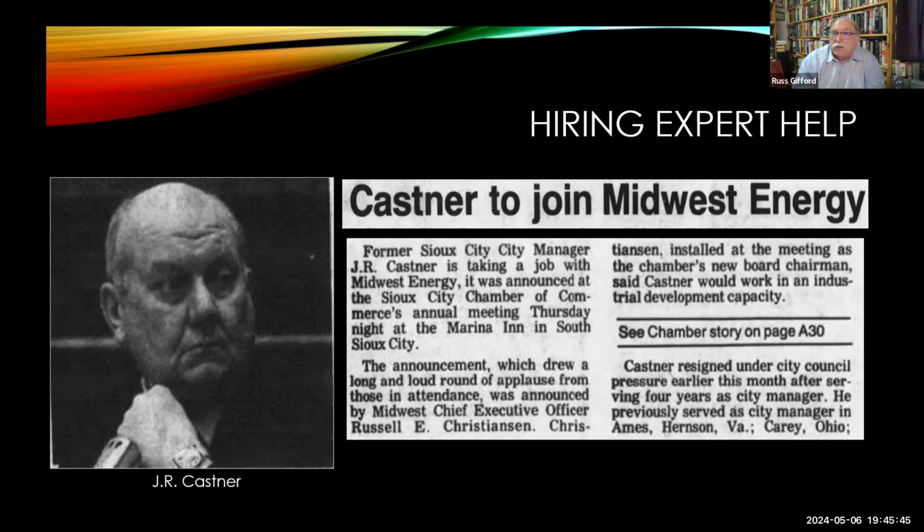And what we now know later is Kastner immediately was put to work on this concept of creating, because if Russ Christensen hadn't been involved specifically in city planning, well, J.R. Kastner had. And thus, he is immediately going to work on this problem and this issue.